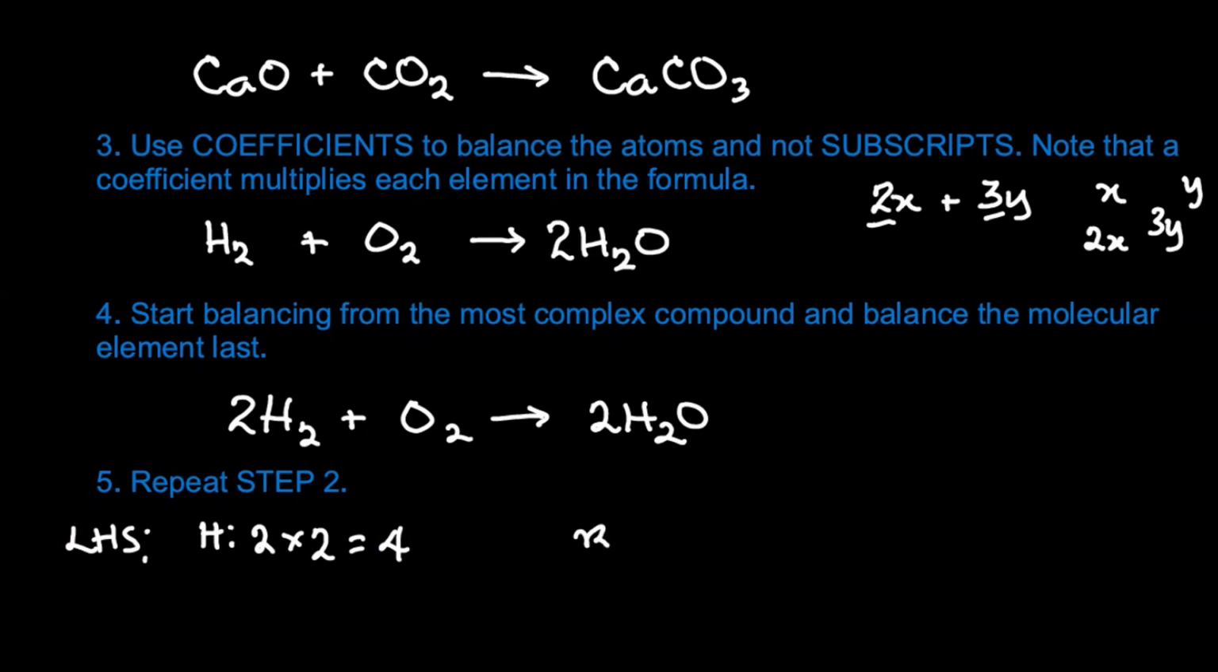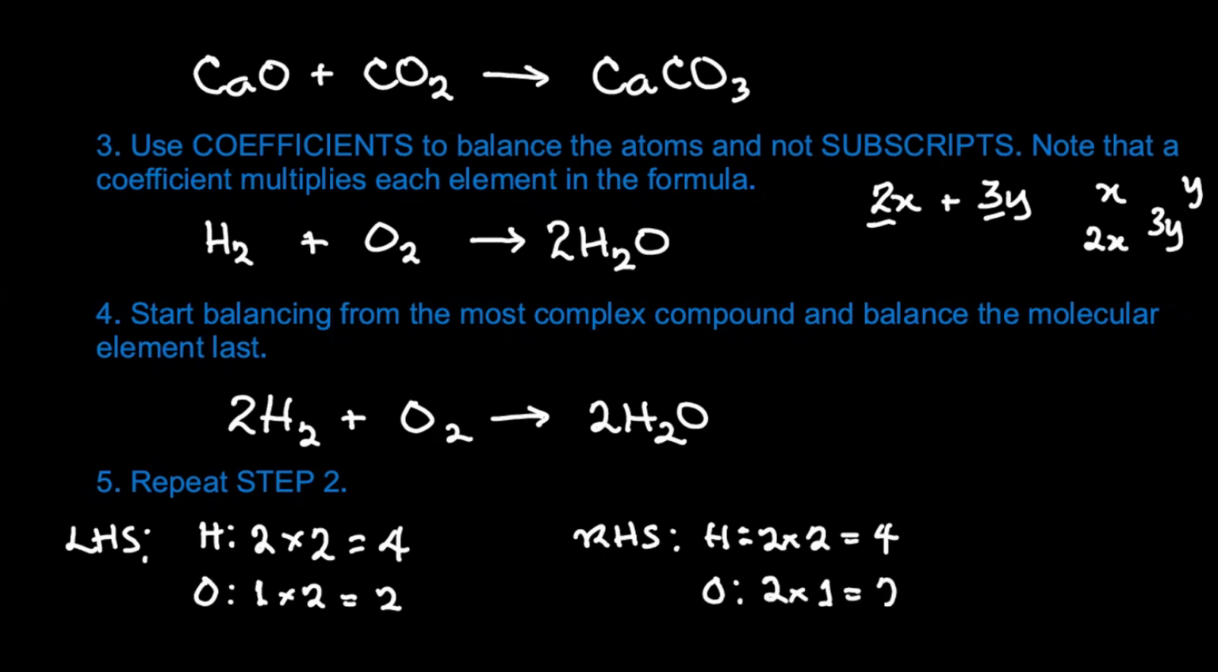Then on the right-hand side, what do we have for hydrogen? 2 times 2. Hydrogen is also 2 times 2, which is 4. Then oxygen is 1 times 2, which is 2 on the left-hand side. And on the right-hand side, oxygen is 2 times 1. That gives us 2. So with this, now you can see that the number of hydrogen and oxygen atoms are balanced. What we'll now do next is balance a series of chemical equations. All right.